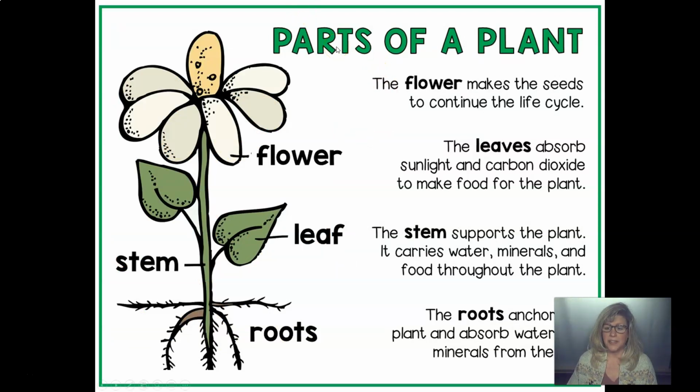Parts of a plant. The flower makes the seeds to continue the life cycle. The leaves absorb sunlight and carbon dioxide to make food for the plant. The stem supports the plant. It carries water, minerals, and food throughout the plant. So remember, it has two important jobs.